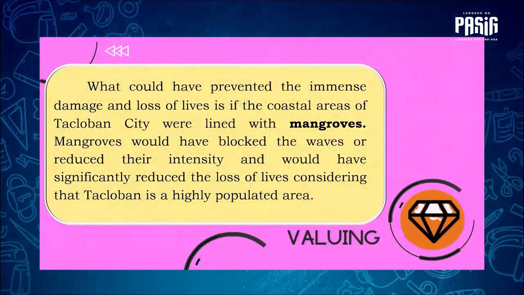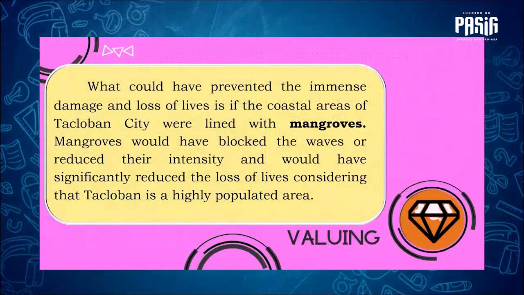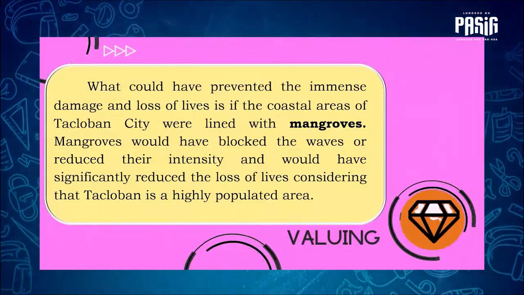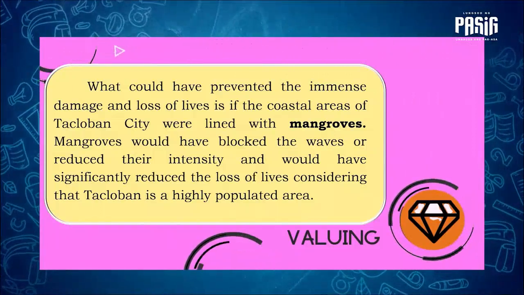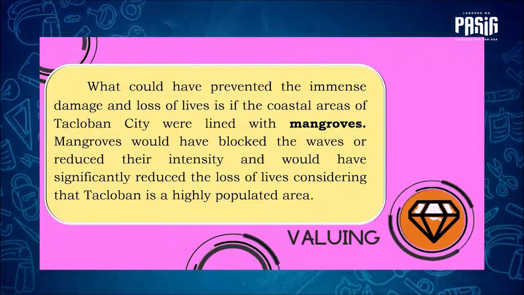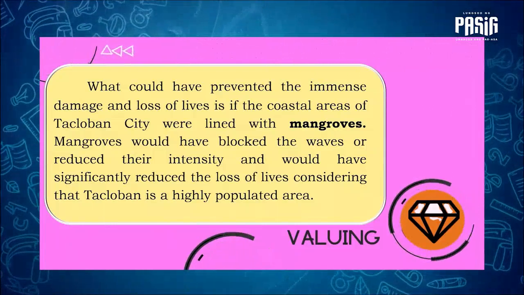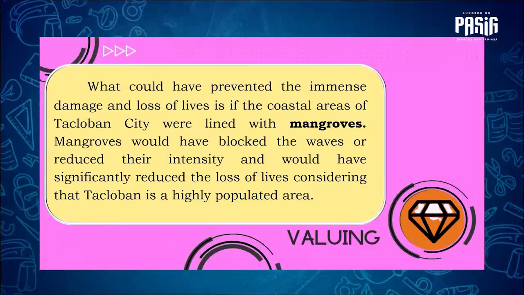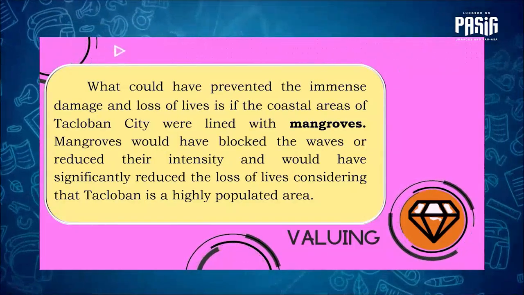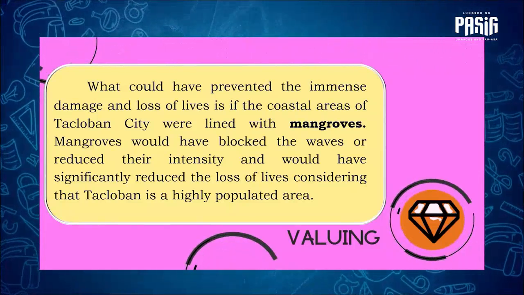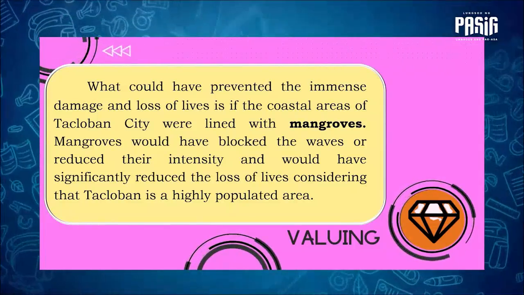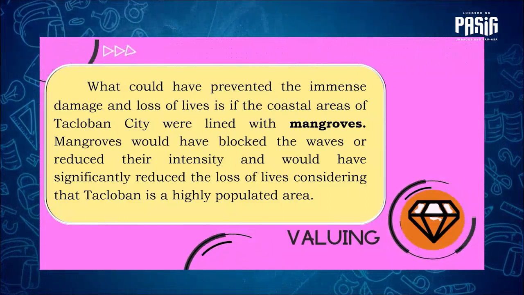What could have prevented the immense damage and loss of lives is if the coastal areas of Tacloban City were lined with mangroves. Mangroves would have blocked the waves or reduced their intensity and would have significantly reduced the loss of lives, considering that Tacloban is a highly populated area.